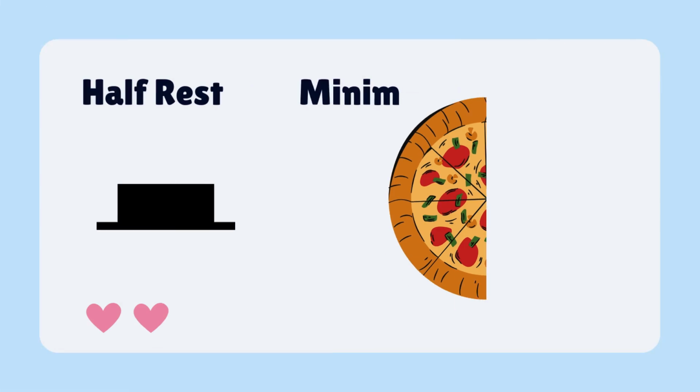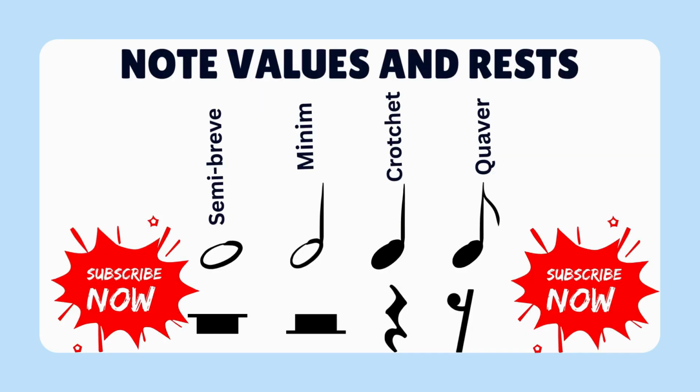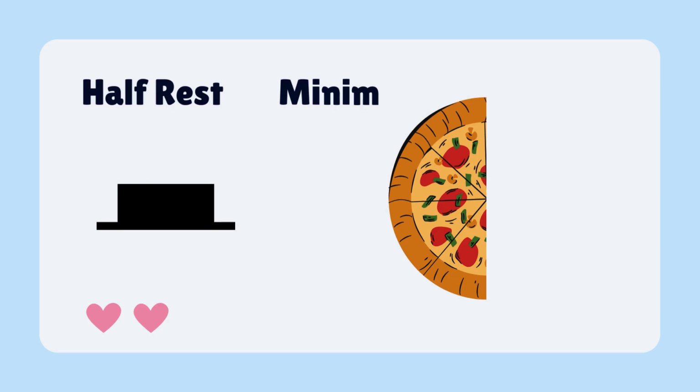The second note is a minim. Its value is half a note. This is its corresponding rest. It looks like a small rectangle sitting on top of a line. It means be silent for 2 beats. What have you discovered about this rest and the other one? They're actually opposites. The third note is a crotchet, and this is how its rest looks.